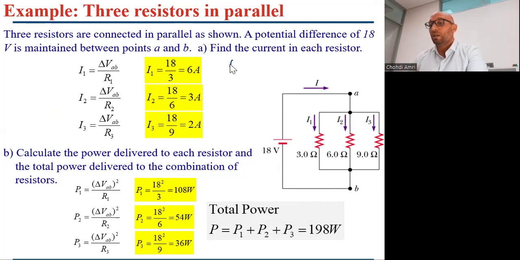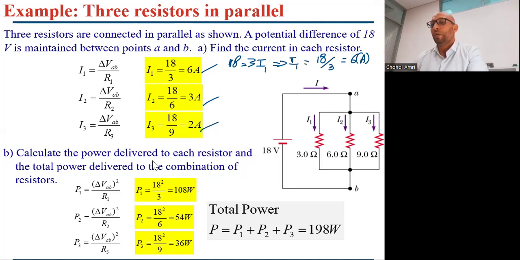So we can say that delta V, which is 18, equal I1 multiplied by the resistor. So we can write 3I1. So we can conclude that I1 equal 18 over 3, which is 6 ampere. We are done for the first one. We do the same thing for the other resistors. So we're going to get delta V over R2 equal I2, delta V over R3 equal I3. So I1 will be 6, I2 will be 3, and I3 will be 2 ampere.